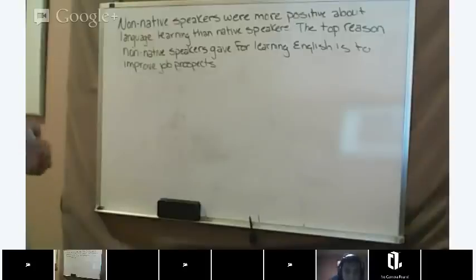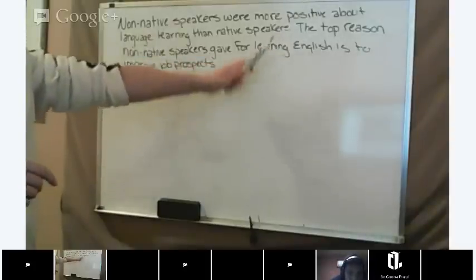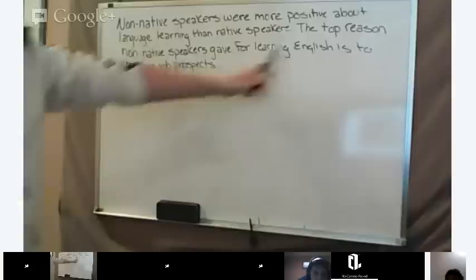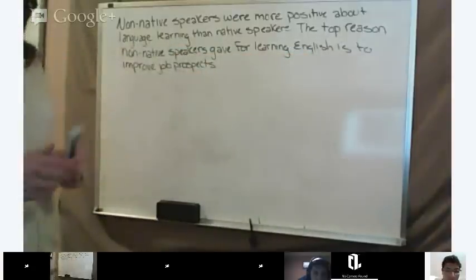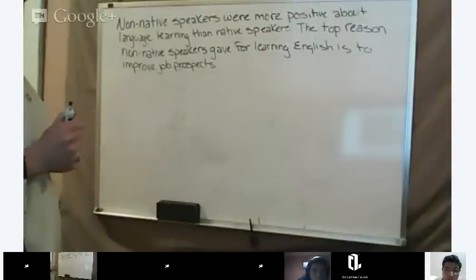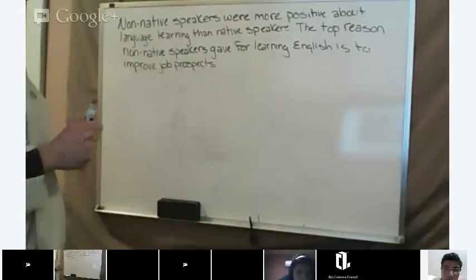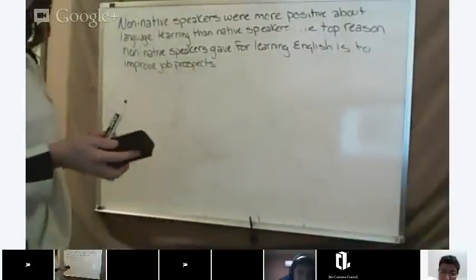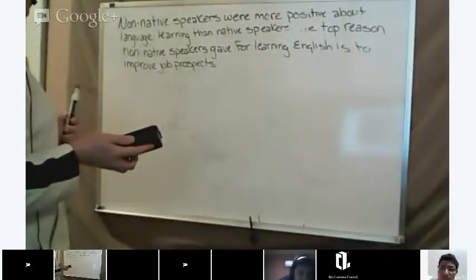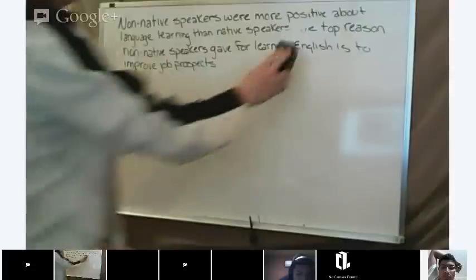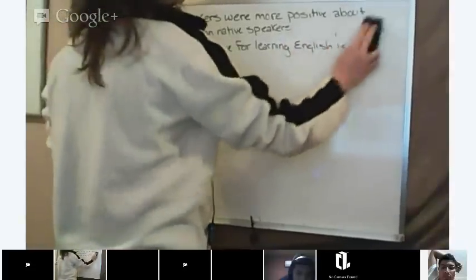And what was the percentage again? 92%. So how could we incorporate that piece of information into this? How could we change this sentence? No, there is no need to change it. At the end, you can say the top reason non-native speakers gave for learning English is to improve job prospects, with a percentage of 92% at the end.